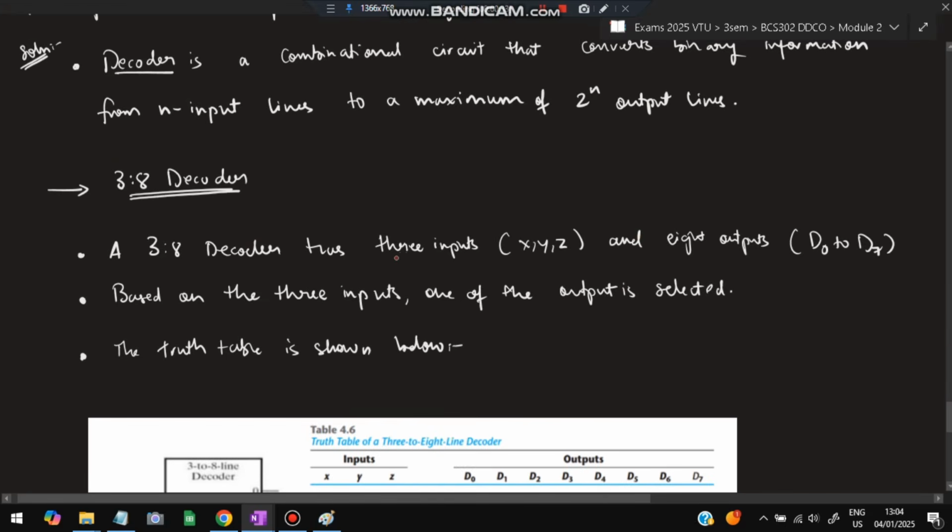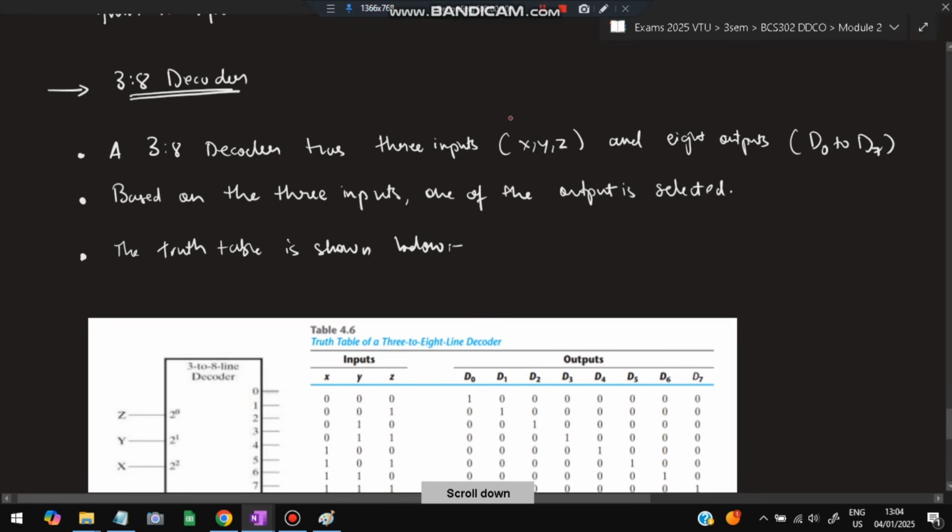Now 3 to 8 decoder has 3 inputs x, y, z and 8 outputs d0 to d7. Based on the 3 inputs, one of the outputs is selected. Okay, so based on the values, if it is 0 1 0, one of the values among 0 to 7 will be selected, based on the combination of this. That's why it is called a combinational circuit.